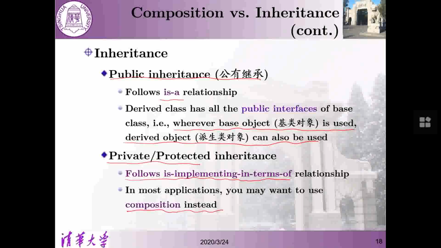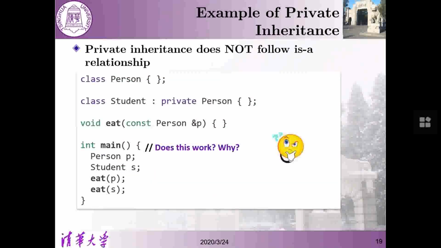Okay, then this is inheritance, and here's an example. For example, this is private inheritance. By default, it is private, right? So this keyword can be omitted. So we define a class Person. Actually, there's nothing inside, and we have the class Student, and we have the function eat, which takes a Person reference. Then we can see here, we call this function with two objects.